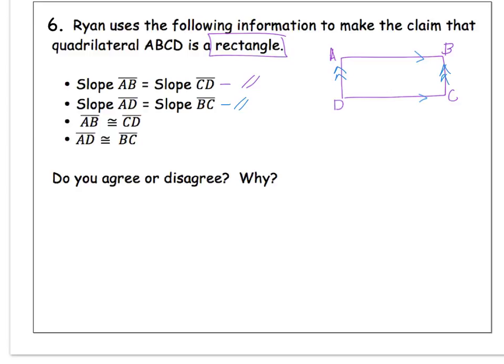And I know that AB is congruent to CD. And I know that AD is congruent to BC. But I know that they're not congruent to each other. Just those opposite sides are congruent.